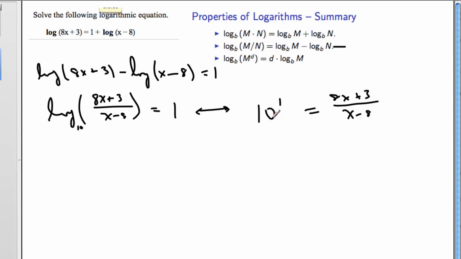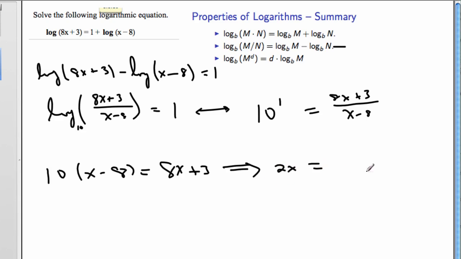To solve an equation that has 10 equal a fraction, the easiest thing to do with fractions is to multiply both sides by whatever it takes to get rid of the fraction. So in this case, if I multiply both sides of that equation by x minus 8, then on the left side I'll have 10 times (x minus 8). On the right side I'll have 8x plus 3. So now the fractions are gone, and I have a simple linear equation to solve. And if you do the math, we'll end up with 2x on the left side and 83 on the right side, of course. What else would it be? So the answer here is x equals 83 over 2.